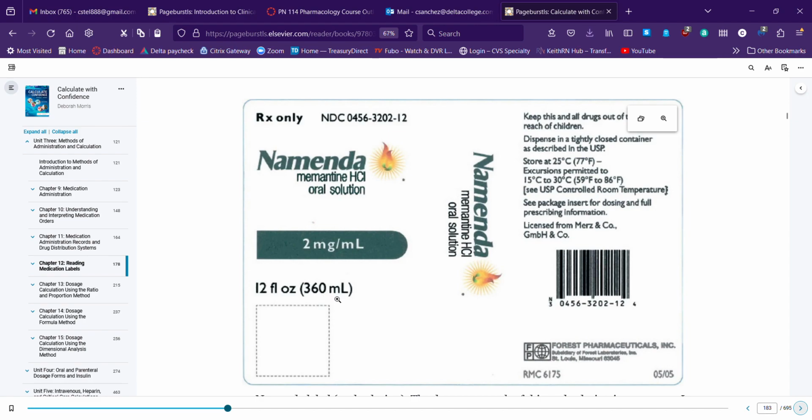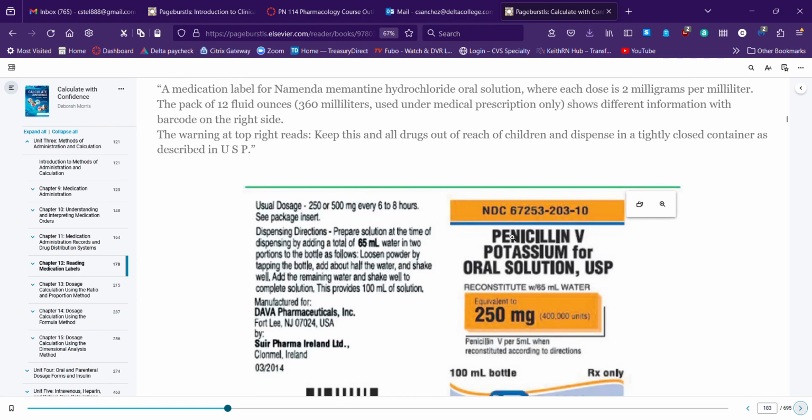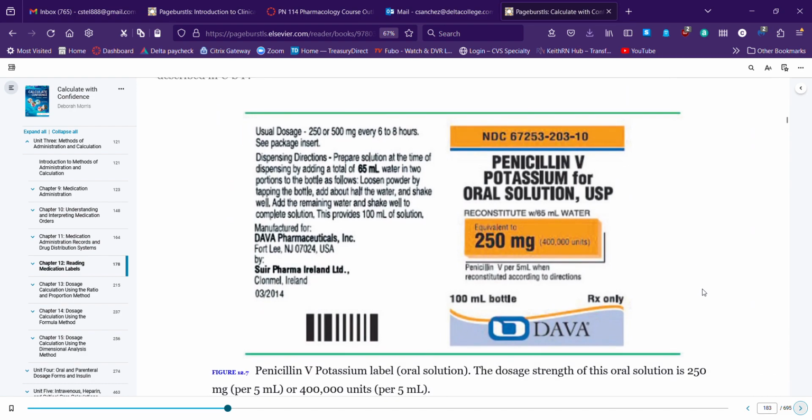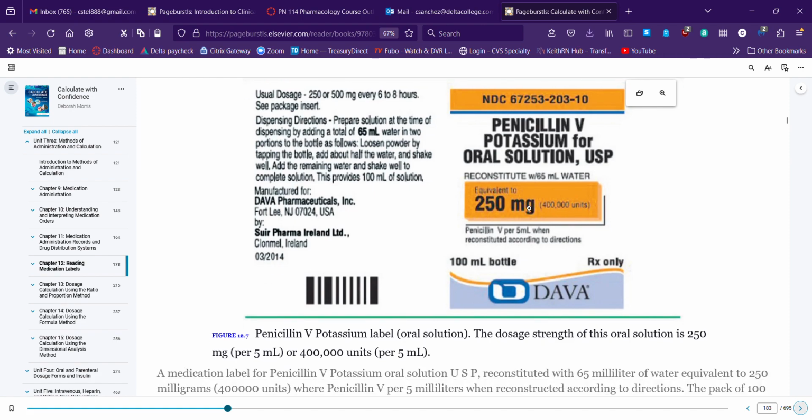So if it's 2 milligrams per mL, and we have 360 milliliters in this whole bottle, if you were to give the whole bottle, how many milligrams would that be? If it's 2 milligrams per one mL, and I have 360 milliliters, I would multiply that times 2, which would give me 720 milligrams in this whole bottle.